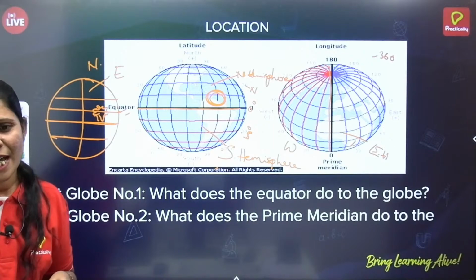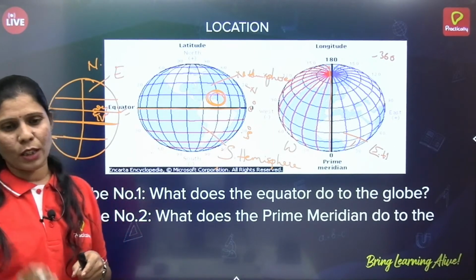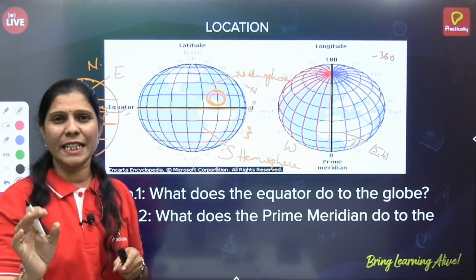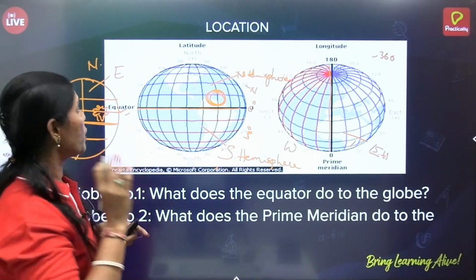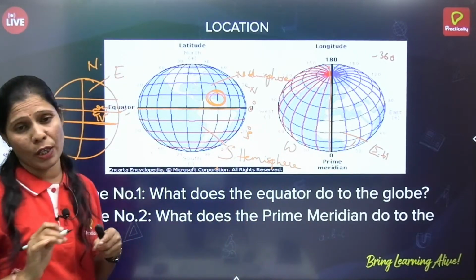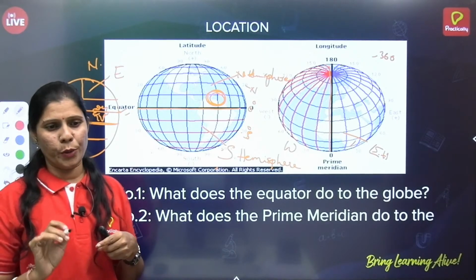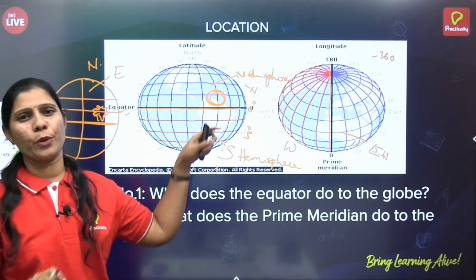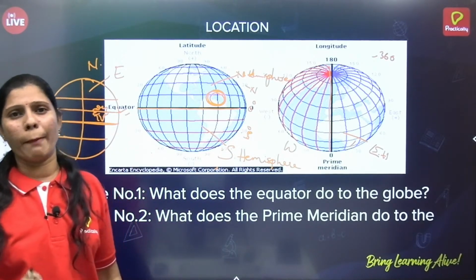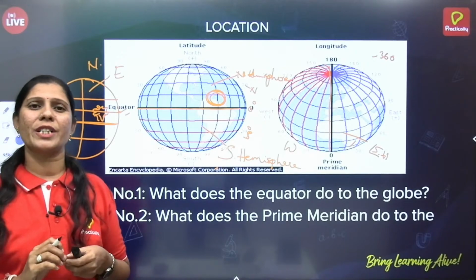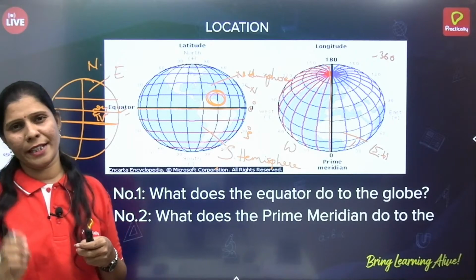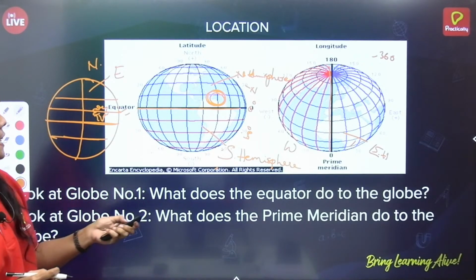When we are locating places, for latitudes we say northern latitudes, and for longitudes, eastern longitudes. You need to remember that when you are locating a place on the map or finding out any location in India, we represent it with north and east only. Okay, let us have a look.